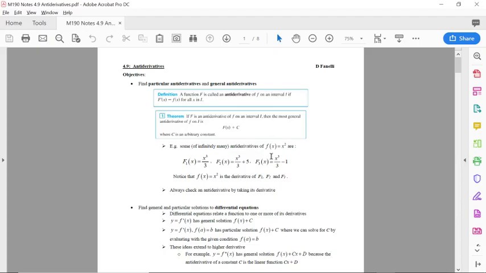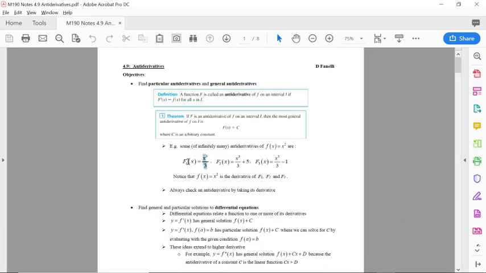For example, let's take the function lowercase f of x equal to x squared. What is an antiderivative to that function? That is, can we find a function, call it uppercase F of x, such that the derivative of that big F of x would give us back x squared? Well, one possibility is big F of x is x cubed over 3.